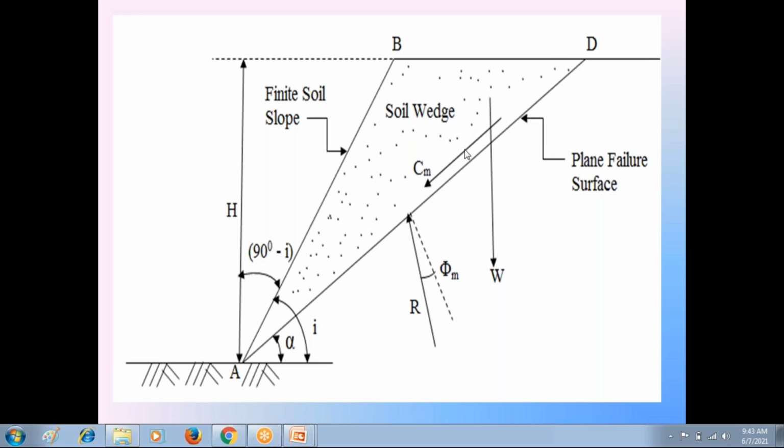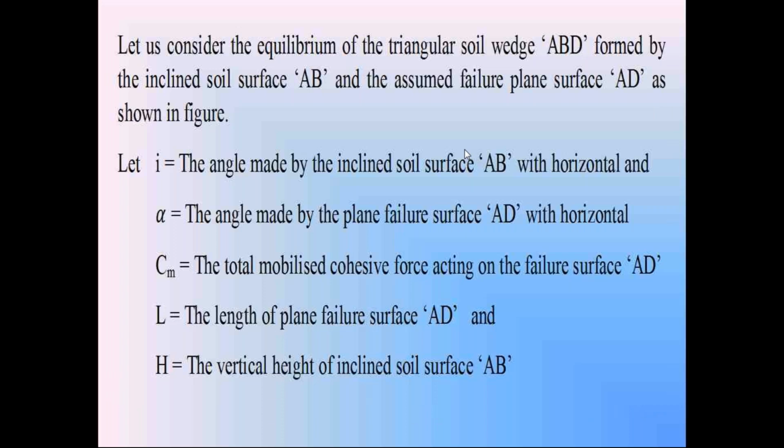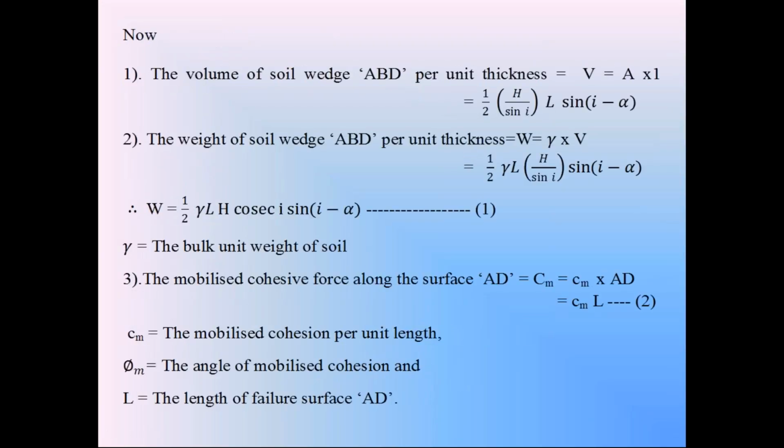Just now we calculated the weight W of the soil wedge ABD. W is equal to half gamma L H cosecant i into sin(i minus alpha). Gamma is called the bulk unit weight of soil. Then the soil wedge ABD applies a tangential force on surface AD, that is called the mobilized cohesion Cm.